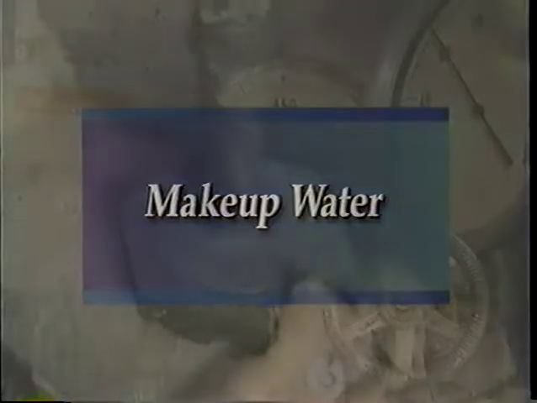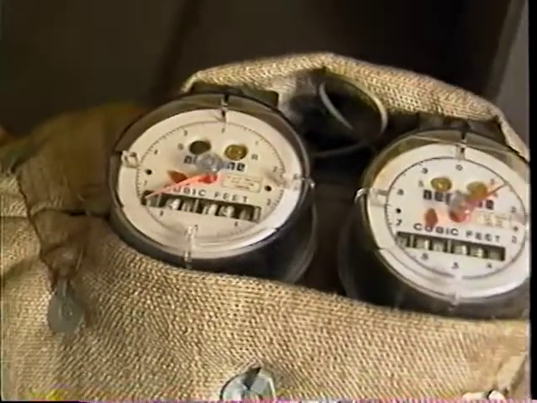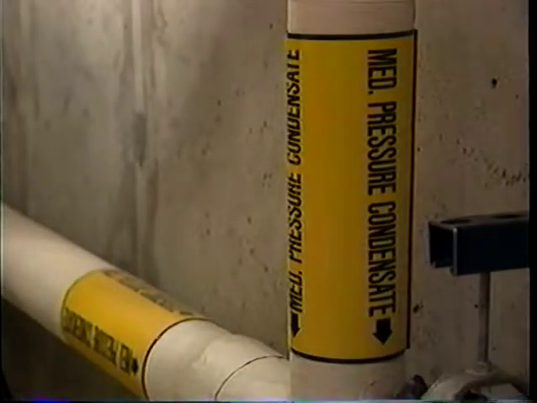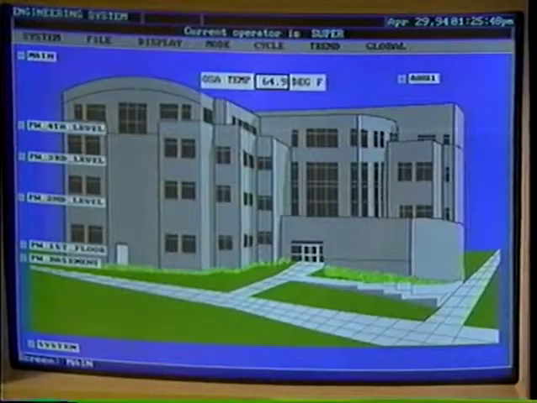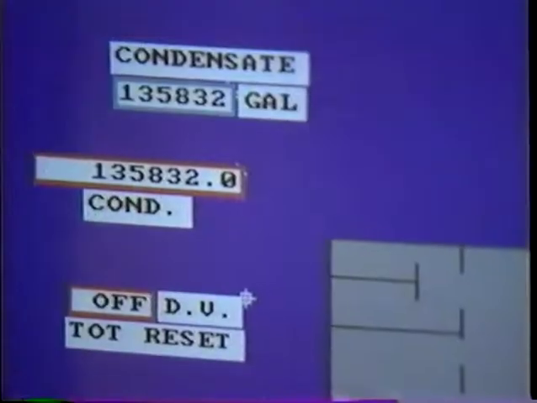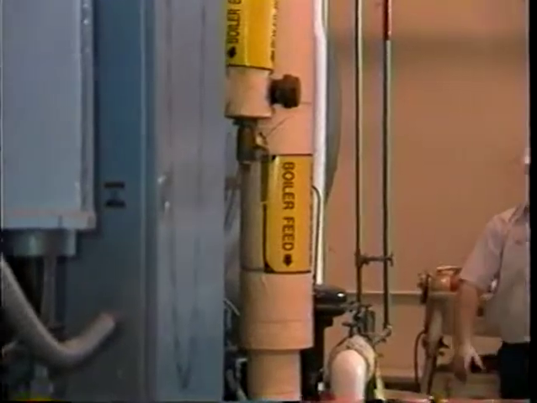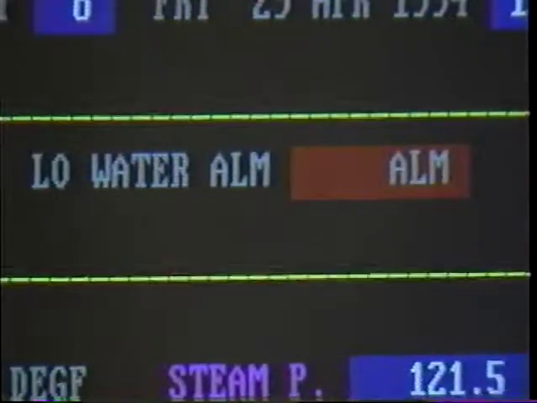Makeup water. Makeup water replaces boiler water lost from leaks or from the lack of condensate returned to the boiler. Makeup water is fed manually or automatically. Boilers can have both manual and automatic systems. If the boiler has both, the manual always bypasses the automatic system. Boiler operators must know how to supply makeup water quickly to the boiler in the event of a low water condition.